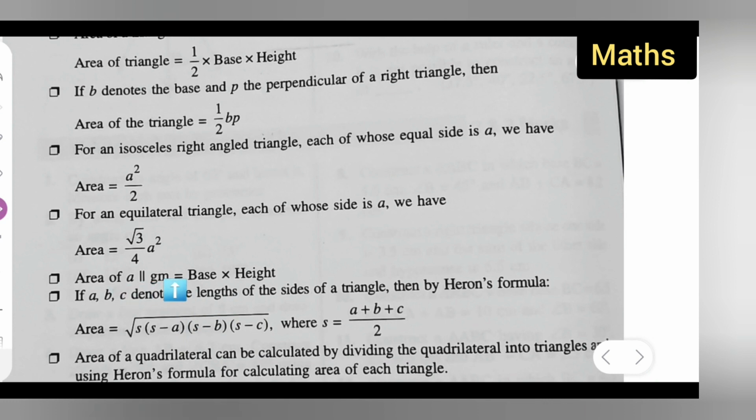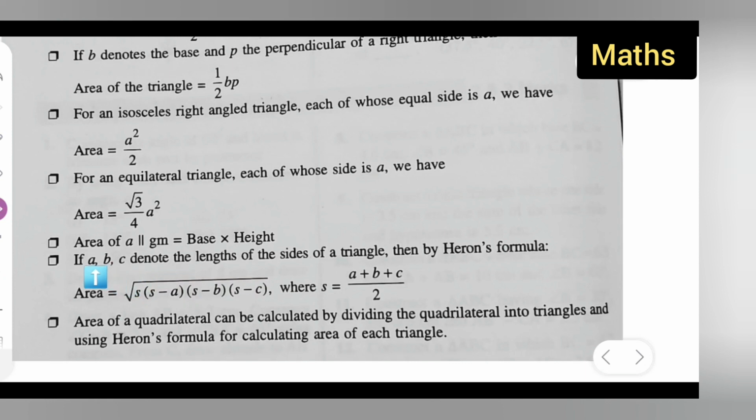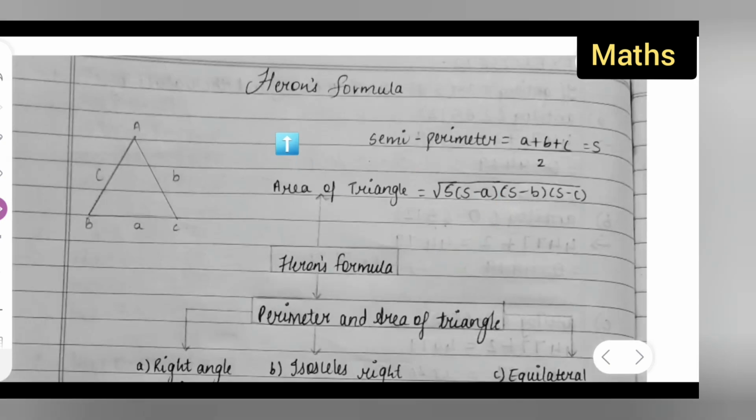Next will be area of parallelogram is equal to base into height. Next, formula: if A, B, C denote the lengths of the sides of the triangle, then Heron's formula is area is equal to root of S into S minus A, S minus B, S minus C, where S is equal to A plus B plus C upon 2. Area of a quadrilateral can be calculated by dividing the quadrilateral into triangles and using Heron's formula for calculating the area of each triangle. So basically you all can see this Heron's formula, you all can write it down over here.